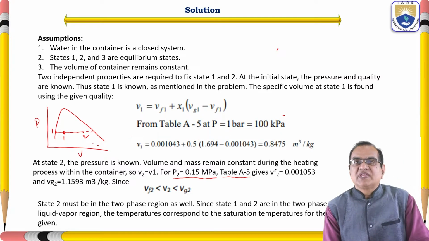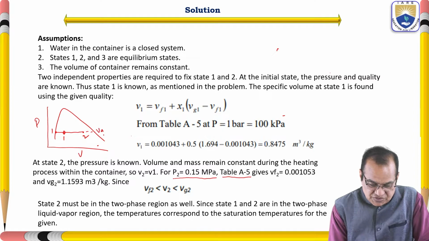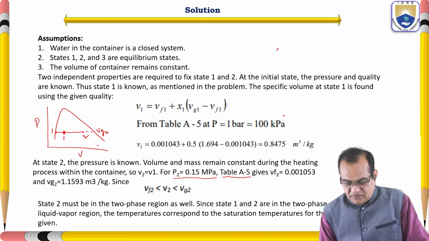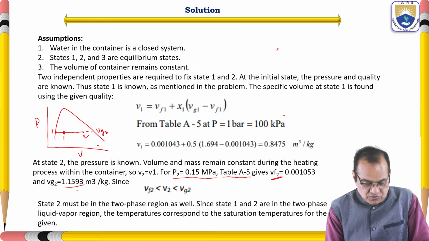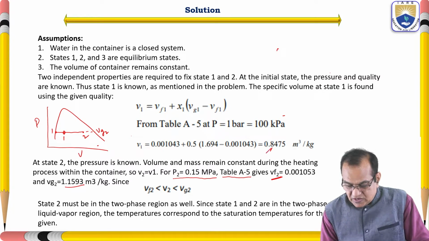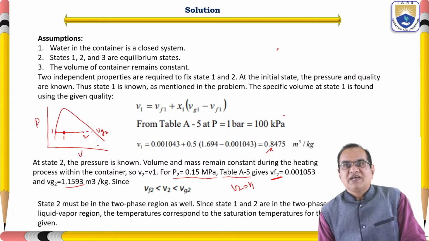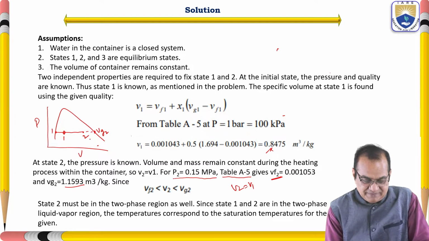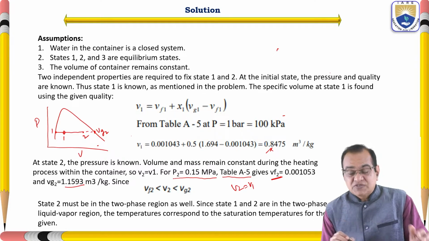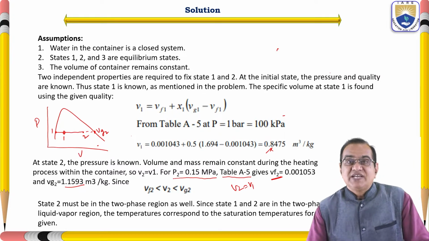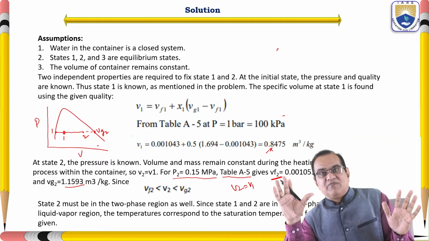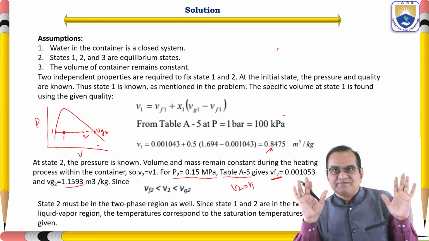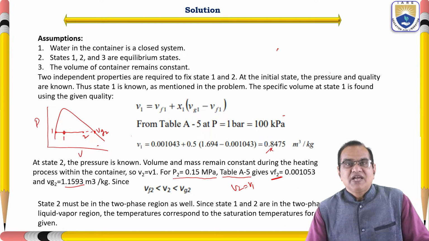Here this is the Vg2. If you see here, we have found Vf2 and Vg2, and because V2 is equal to V1, and this V1 is in between Vf2 and Vg2, it is not on the vapor line, it is before that. So we can ensure that state 2 is not fully in gaseous form. It is in the liquid and vapor region. The temperature corresponds to the saturation temperature of the given pressure.